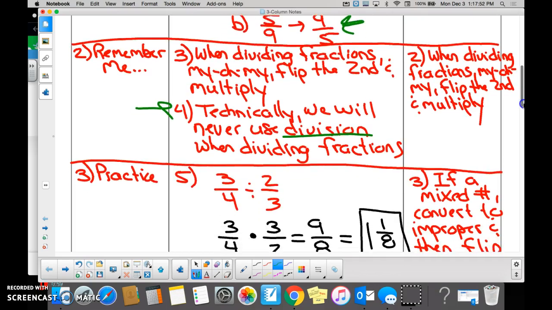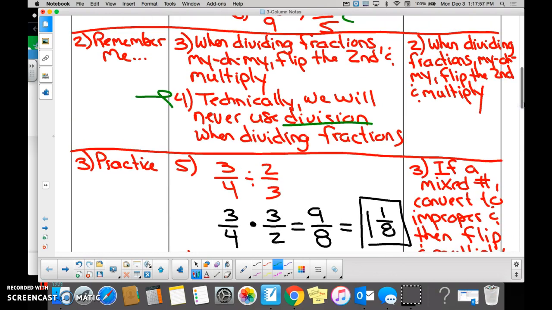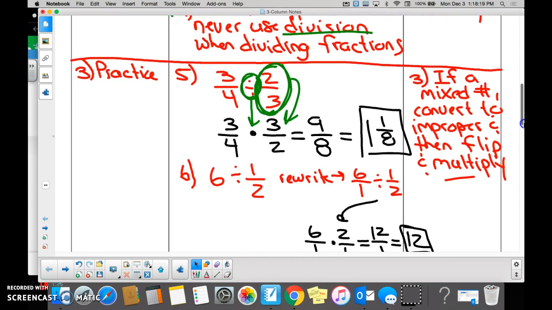And here's our practice. Number 3 practice. 3/4 divided by 2/3. What do we do with this 2/3, you guys? Flip. That's the second fraction. When dividing fractions, flip the second. The second fraction is 2/3. What's 2/3 become? 3/2. What's the division become? Multiplication. So now we are simply multiplying 3/4 and 3/2, aren't we? Yeah. And then you convert to your mixed number.